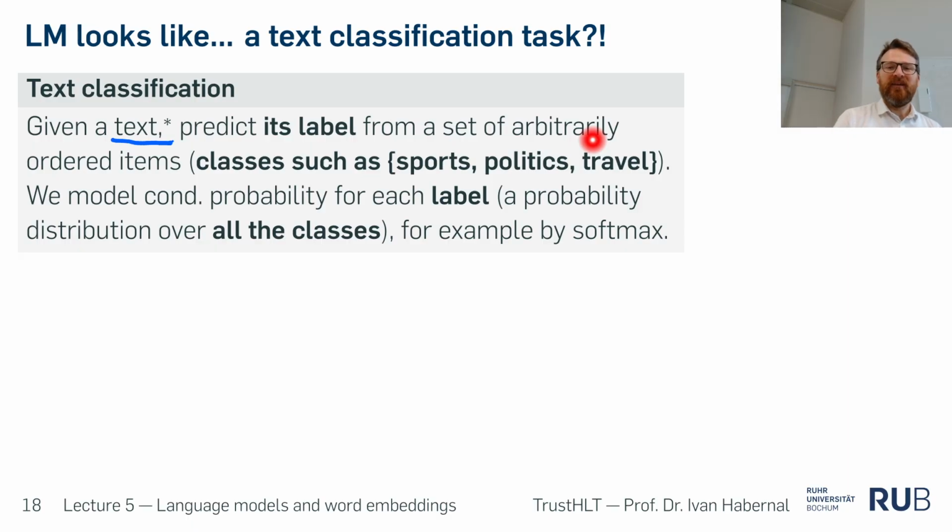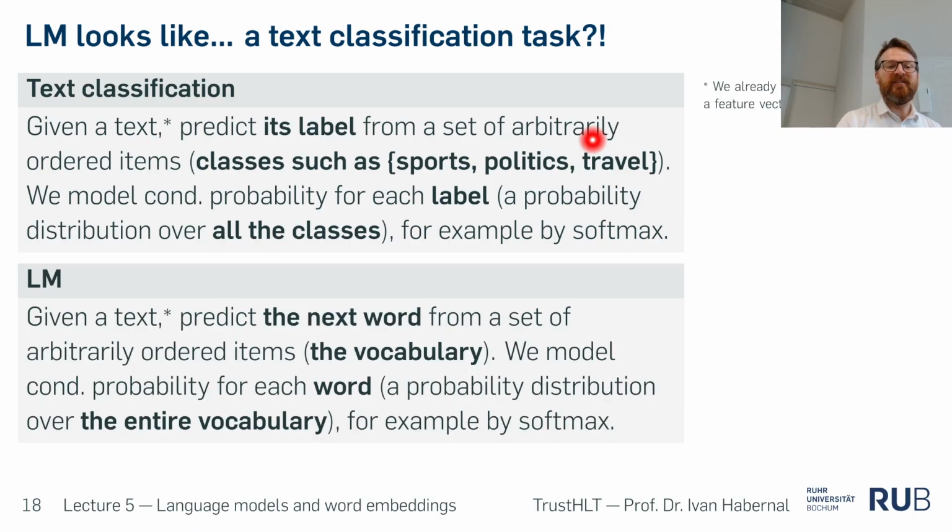Okay. Why I put these bold words here will be very clear in the second part of this slide. What is a language model? Given a text, predict the next word from a set of arbitrarily ordered items, which we call the vocabulary. We model the conditional probability for each word, a probability distribution over the entire vocabulary, for example, by softmax. I think it's basically the same task. It's basically a classification task.